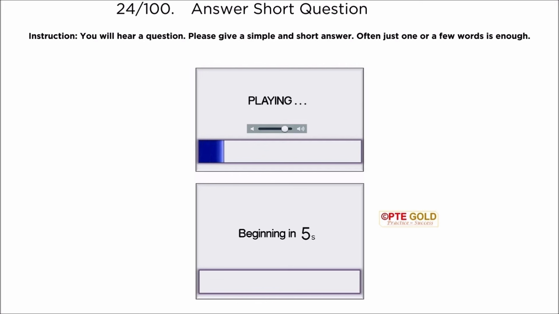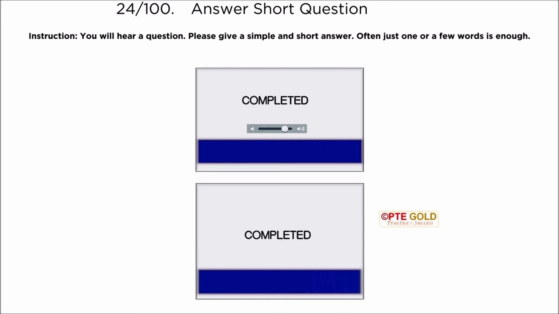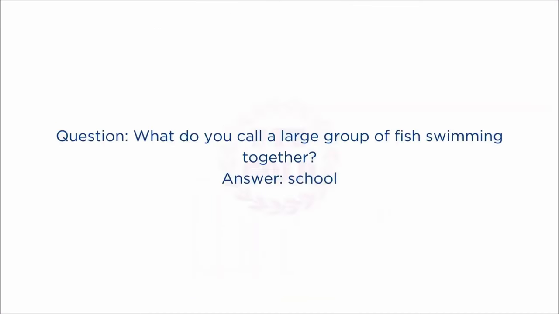What do you call a large group of fish swimming together? School.